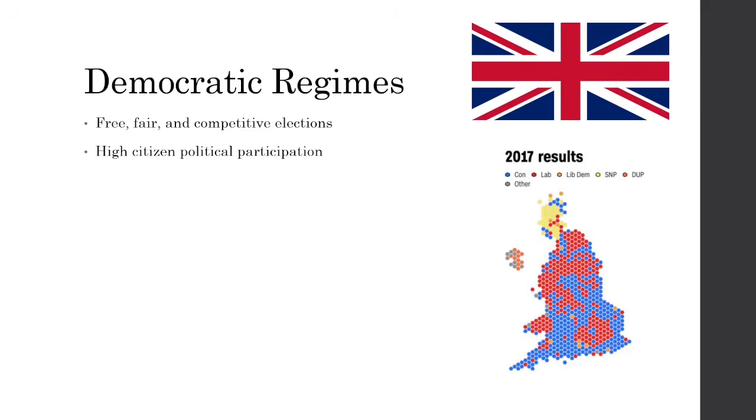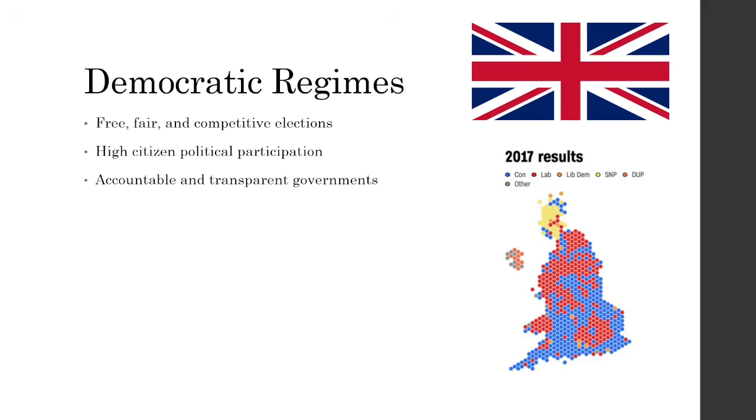So high citizen political participation. Basically, citizens will know that their vote matters and they're going to vote. They're participating in the political system of government. They're politically aware. They're politically active. The governments themselves are accountable for their actions. If they do something, they're not going to lie about it or try to hide it.